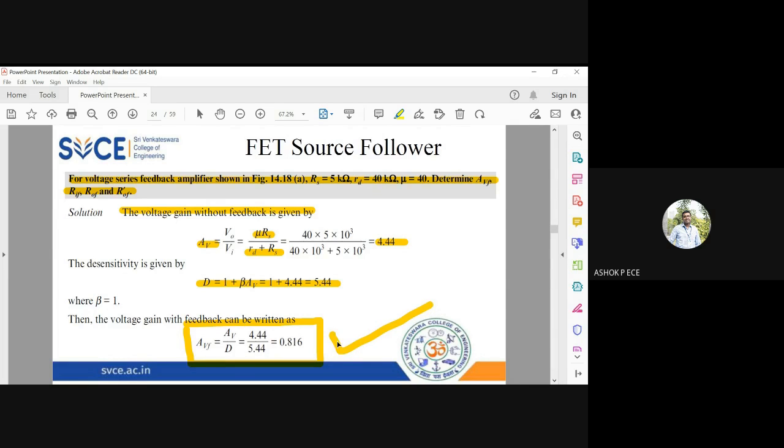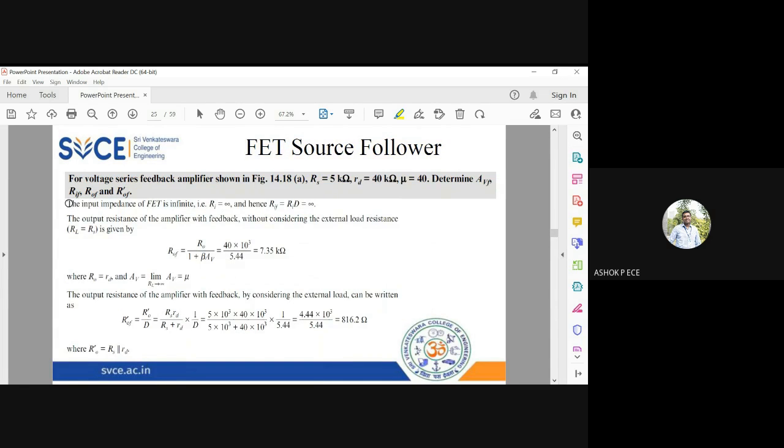And this is one point where you can cross check. For a common drain amplifier or source follower, the voltage gain will always be less than 1. That is one point where you can cross check your answer. The voltage gain finally after feedback will always be less than 1.